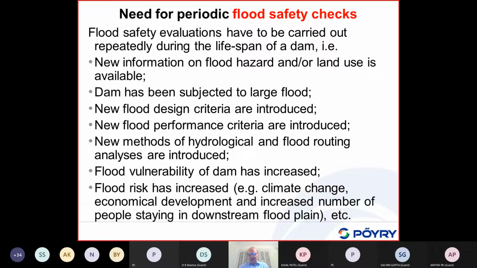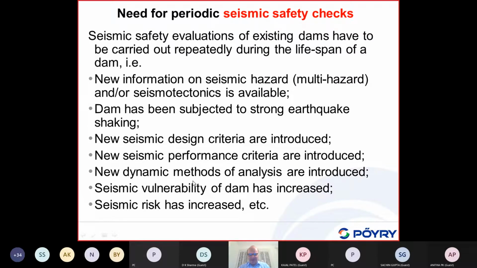This is a wrong assumption, but some people have this kind of idea. I just mentioned a few events which have an impact on the safety and which need to be reassessed. Now, similarly, here we talk mainly about earthquake safety.